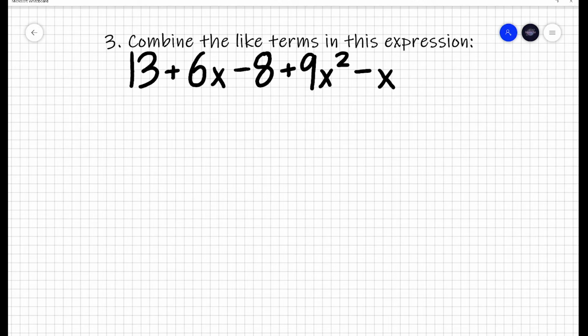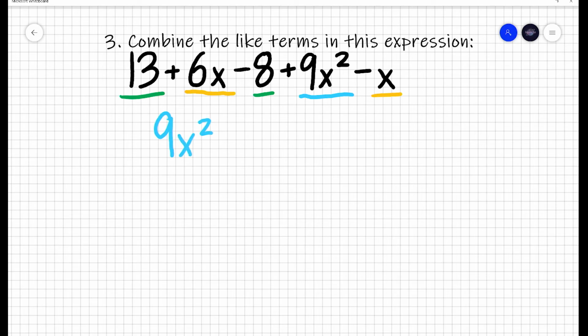Done. So for this one, look for the highest variable number. In this case, it's just squared, which is 2. So yeah, there's only one of them, so you can just leave it alone. Next, you can look for the second highest, which in this case is just x to the first power. So you can combine 6x and x. And finally, look for the constants. In this case, it's 13 and 8. So to combine them, because you only have one squared value, you can just leave it alone, don't do anything to it.